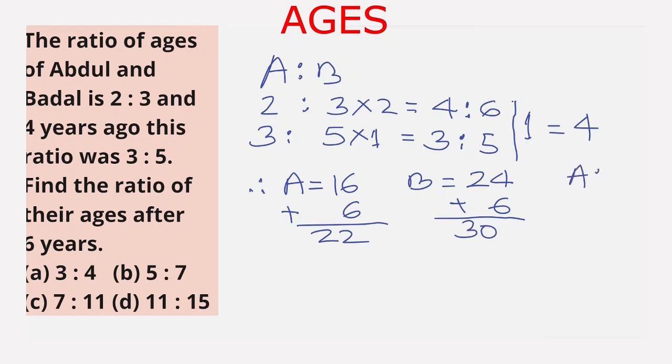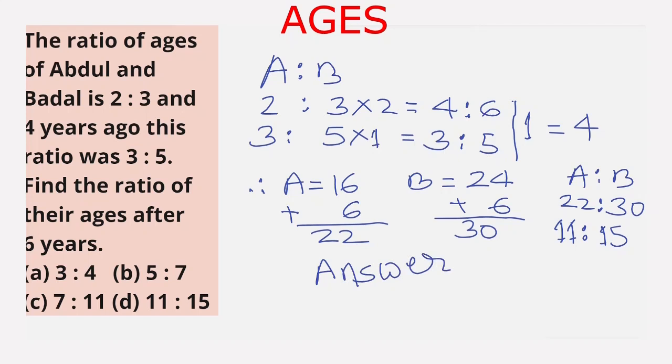So A ratio B equal to 22:30, and 2 is common in both the ratios. So I divide it by 2 and we get 11:15. Thus, after 6 years, the ratio of ages of Abdul and Badal will be 11:15. And from the given options, our answer will be option D. This way we can solve this question by shortcut method. We go to the next question.